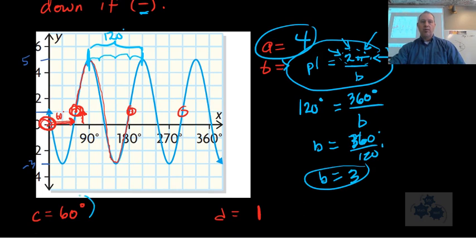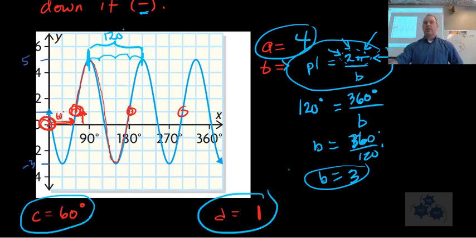I don't mean to go too fast here, but I think many of you are nodding your heads and kind of putting this together now. So you can identify A, B, C, and D from the graph, and that's how you do that.